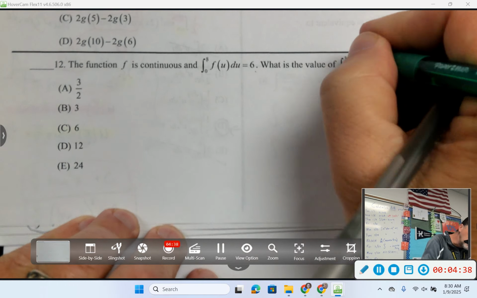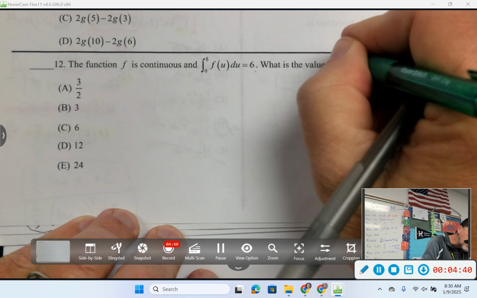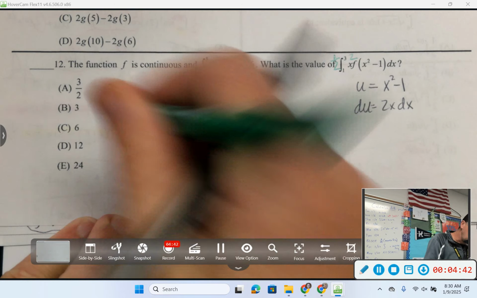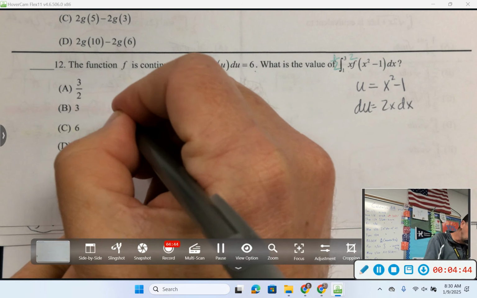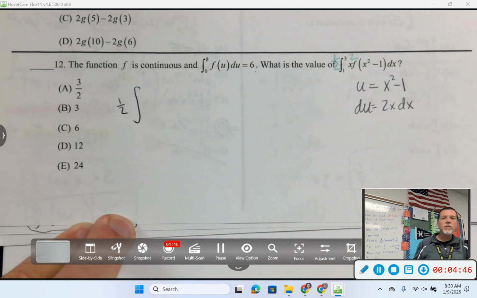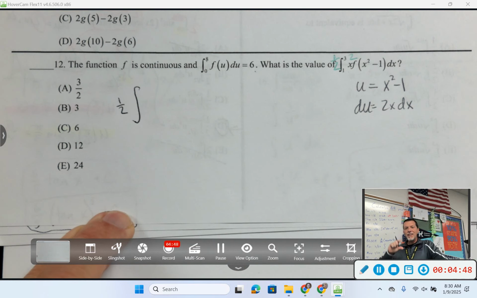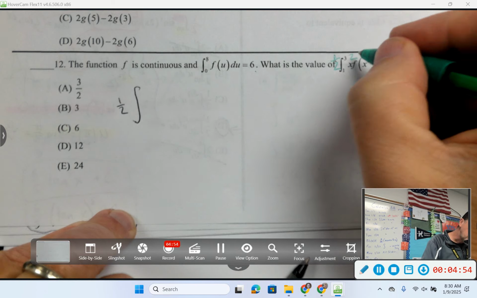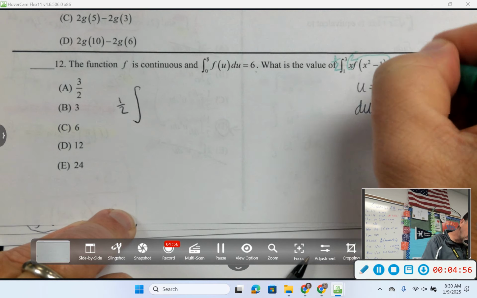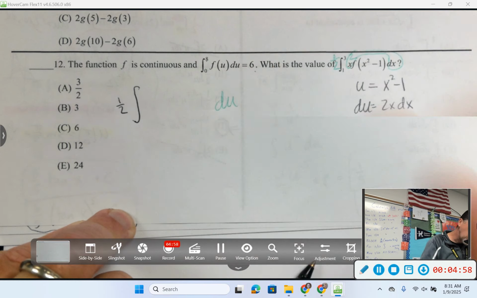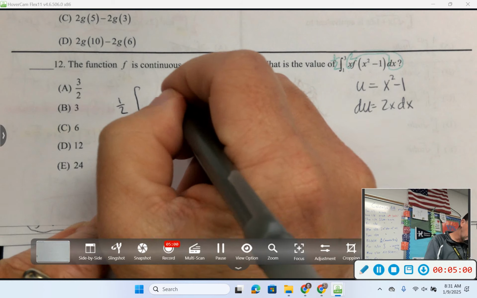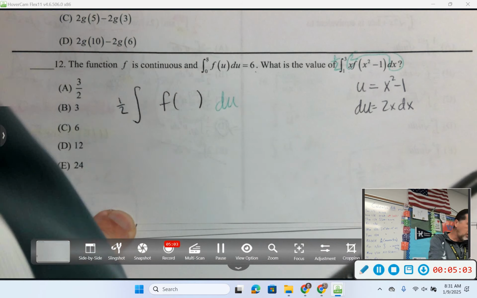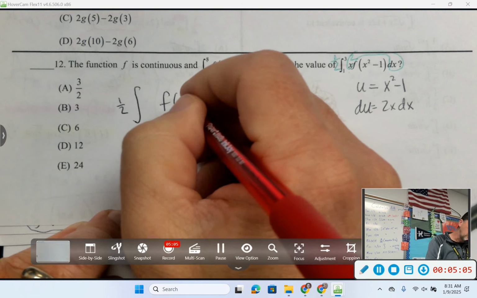So I need a 2 on that x, which means I need a 1/2 out front. So 1/2, antiderivative. I'm not writing the limits yet because those are x limits, and I'm going to need to switch them to u limits. The 2x dx, that's du. And then f of, replace the x squared minus 1, is u.